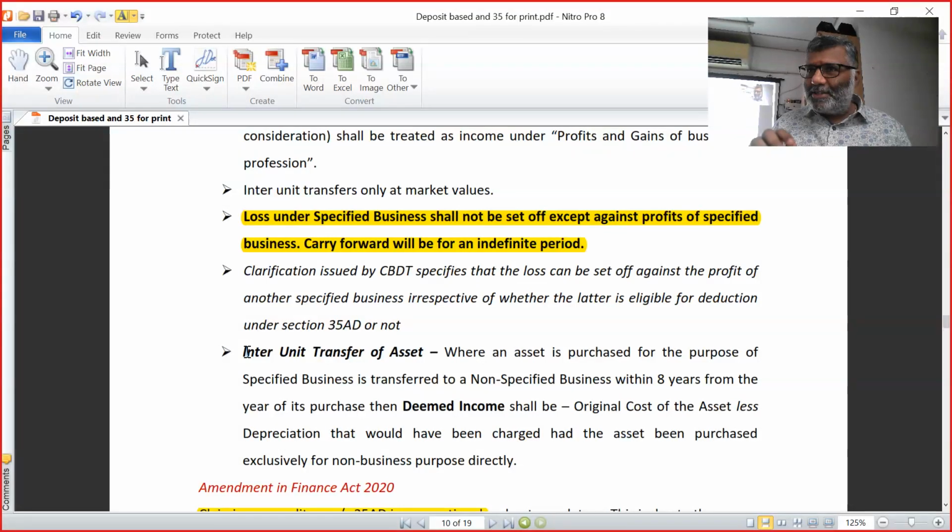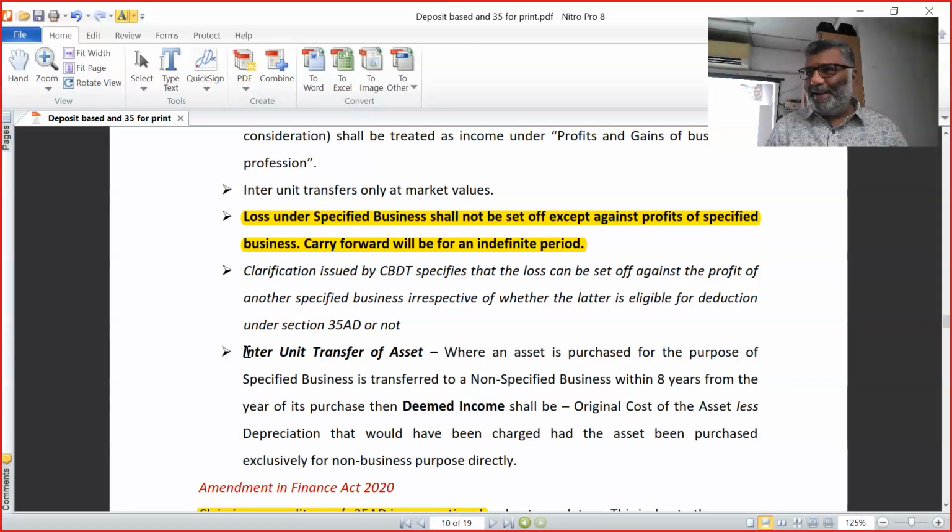Personally, I have never stopped before this, after this 5 years. Or 2016-17 when I stopped with this question and said, tomorrow morning, let me come back and continue with inter-unit transfer of asset. That day evening, while playing shuttle, I had a fall and my ankle broke. I didn't come back for 1.5 months to the class.